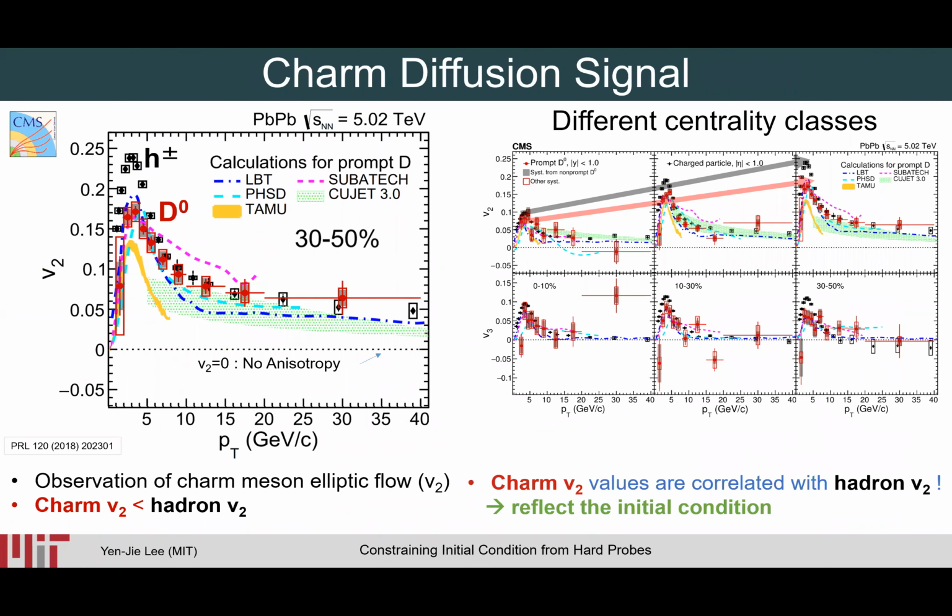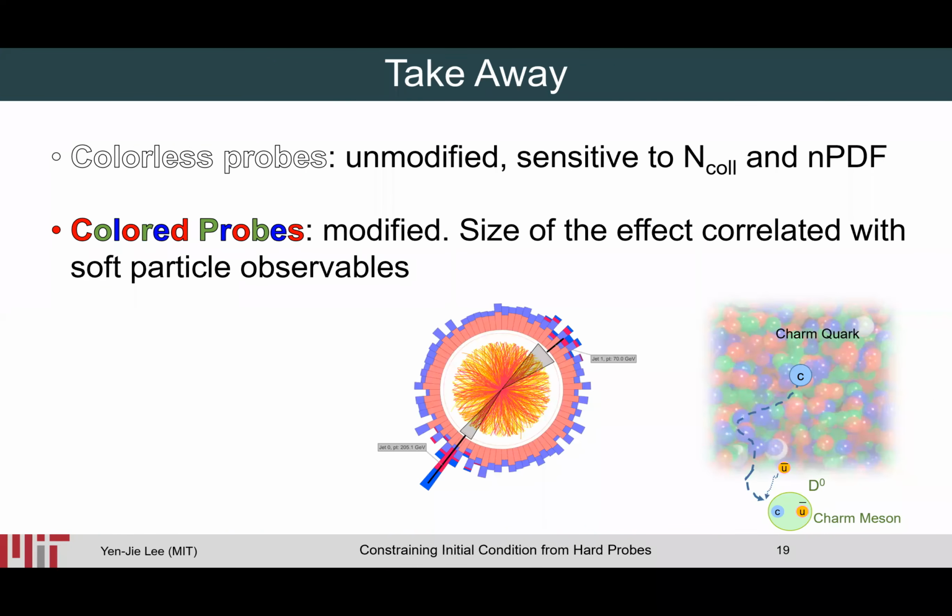and those magnitudes can be correlated to each other. And let's take a look at what our data looks like. So this is a comparison between the hadron v2 and the D0 v2. So indeed, we see a positive v2 for the D0. This is a very interesting evidence for the charm diffusion. And we see that the charm v2 is smaller than the hadron v2 in this figure. And also you can see that the charm v2 is correlated with the hadron v2, reflecting the initial geometry.